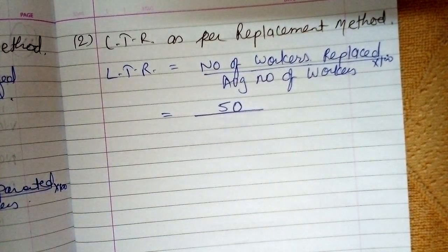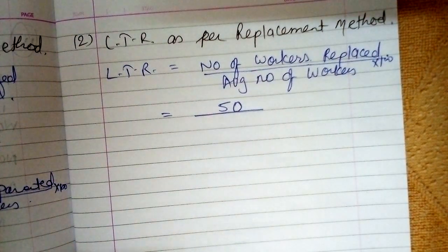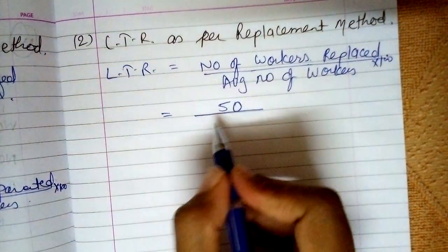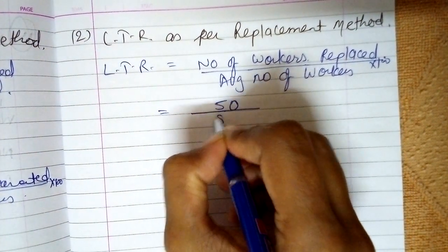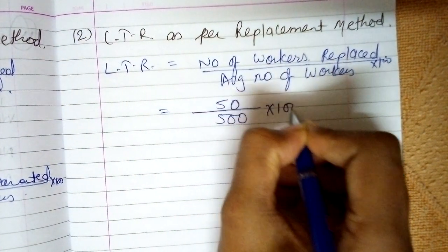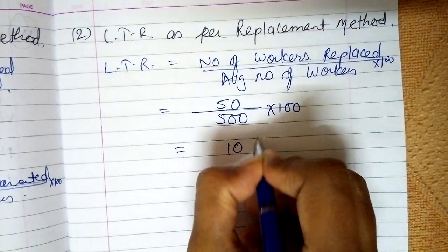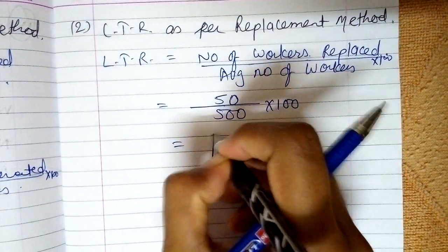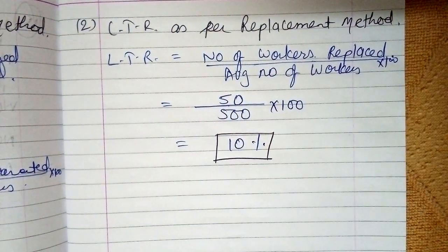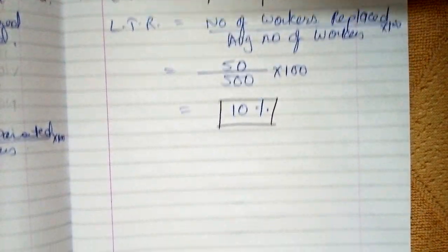It means by any reasons if the current worker have left the organization, right? So here only 50 will be taken, and average number of workers 500 into 100. So labor turnover rate is 10%, right? So this is the answer as per replacement method.